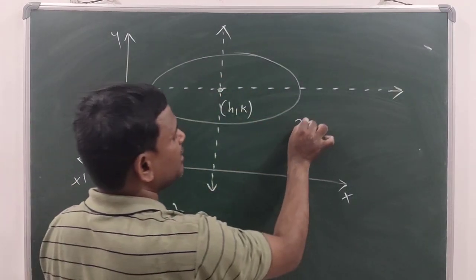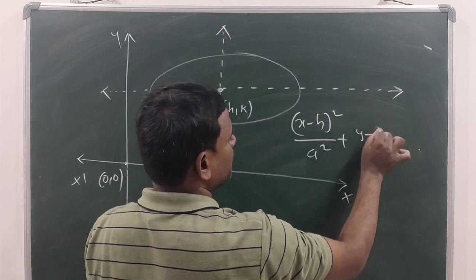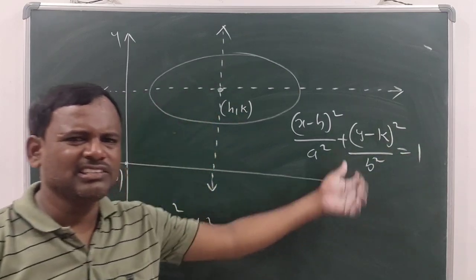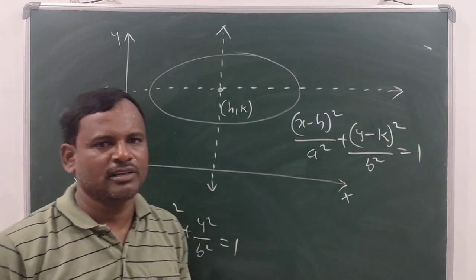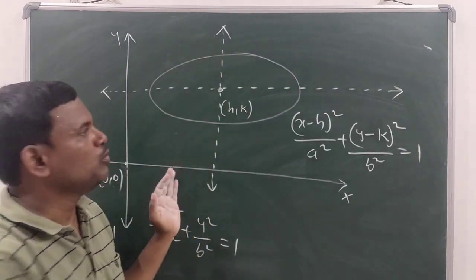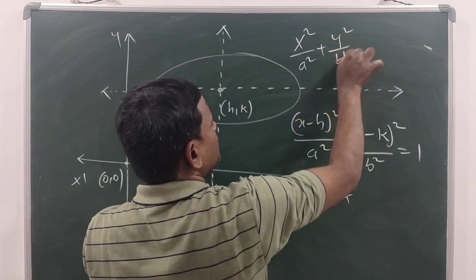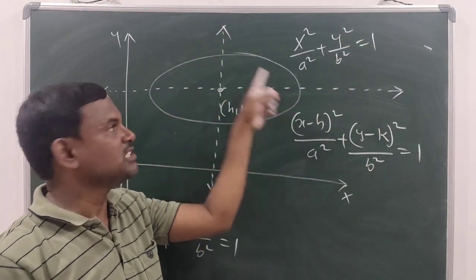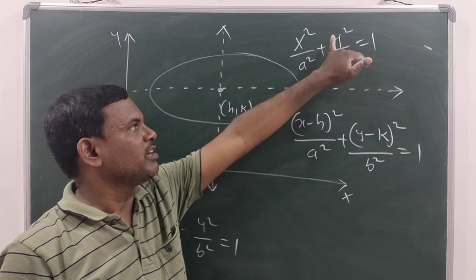And for this ellipse you will get x minus h whole square by a square plus y minus k whole square by b square, which is equal to 1. You remember it like a standard result, just replace x, y by x minus h, y minus k. Actually here, with respect to the new axis, the equation is capital X square by small a square plus capital Y square by small b square equal to 1. With respect to the new axis, if you treat this as the new x axis and new y axis, then the equation of this ellipse will be capital X square by a square plus capital Y square by b square.